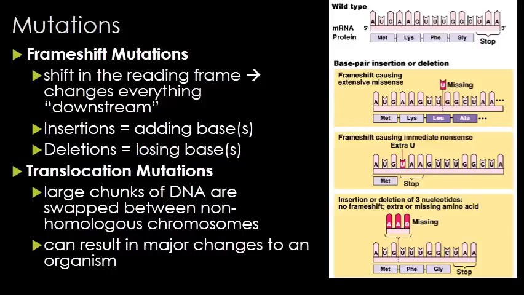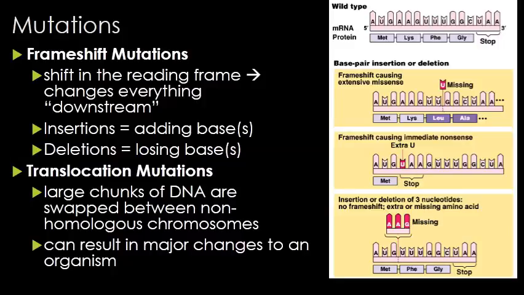Now, translocation mutations are what we saw with chromosomes, large chunks of DNA swapped between non-homologous chromosomes, which can also cause some major changes. But the two most common types of mutations you'll see with gene mutations are point mutations and frameshift mutations.